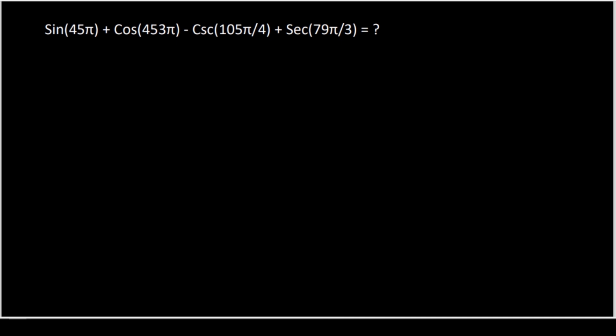Today, in this video, we're gonna be solving this particular trigonometric question. Now, whenever you see those kind of big numbers like 45 pi, 453 pi, 105 pi over 4, and 79 pi over 3, you might ask, how am I gonna solve this? This is hard because the angles look very big, right?